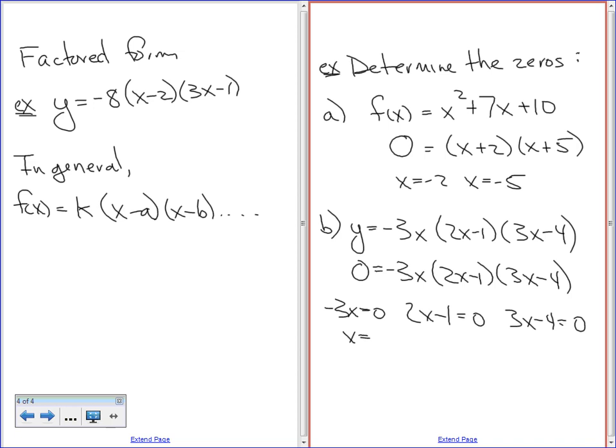Divide by -3, I get 0. Bring the 1 across, it becomes positive. Divide by 2, it's 1/2. In much the same fashion, I get 4/3. So those are my 3 zeros.